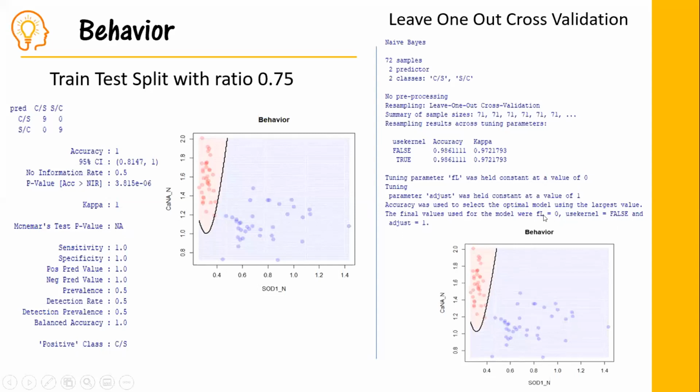The FL is the Laplace smoothing. Sometimes naive Bayes doesn't work well if the data has 1s, 0s, or high variance. So this Laplace will do the smoothing to the data set before fitting it to the classifier, so that the probability will not become 0. So it's not a parameter of the model. It's like a transformation to be done before fitting it.